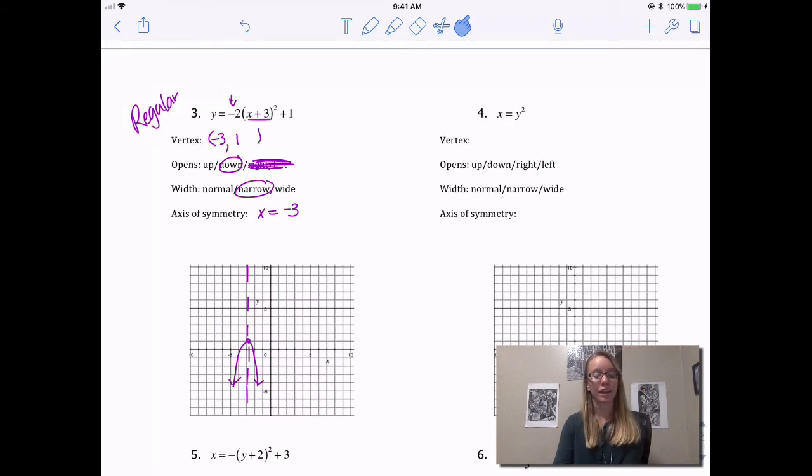So once you get the hang of these, they actually go pretty fast. You find your characteristics and then start at your vertex. That's kind of your anchor point. And then just draw something that's facing down and narrow or facing right and wide, whatever it might be.